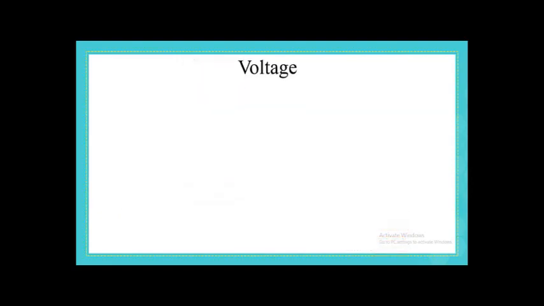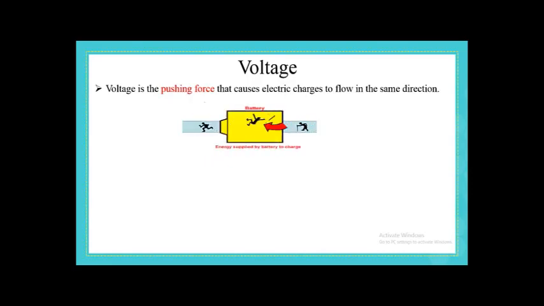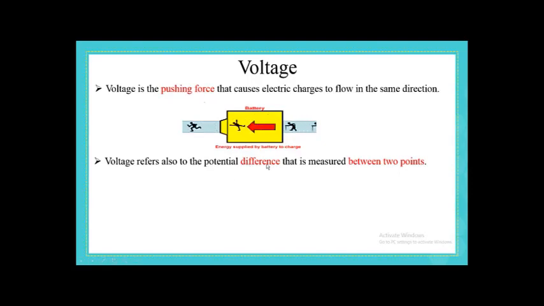Starting with voltage, as we've said before, it's the pushing force, the pushing factor that leads to a flow of charges in the same direction. If we check this figure, you can see how this battery is providing the push for the electric charges to flow. Once we talk about voltage, voltage is attained by having a potential difference, and once we talk about difference, we have to talk about 2 points.